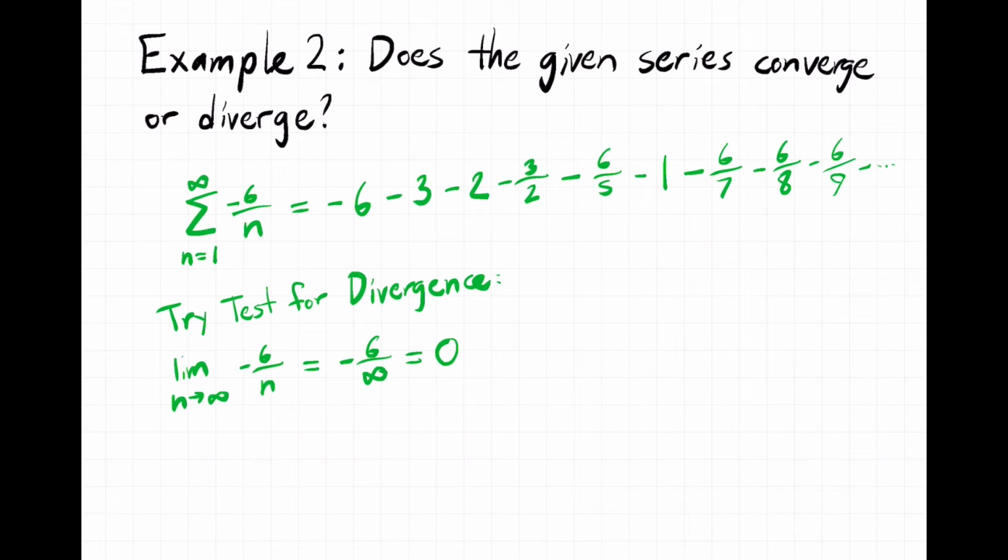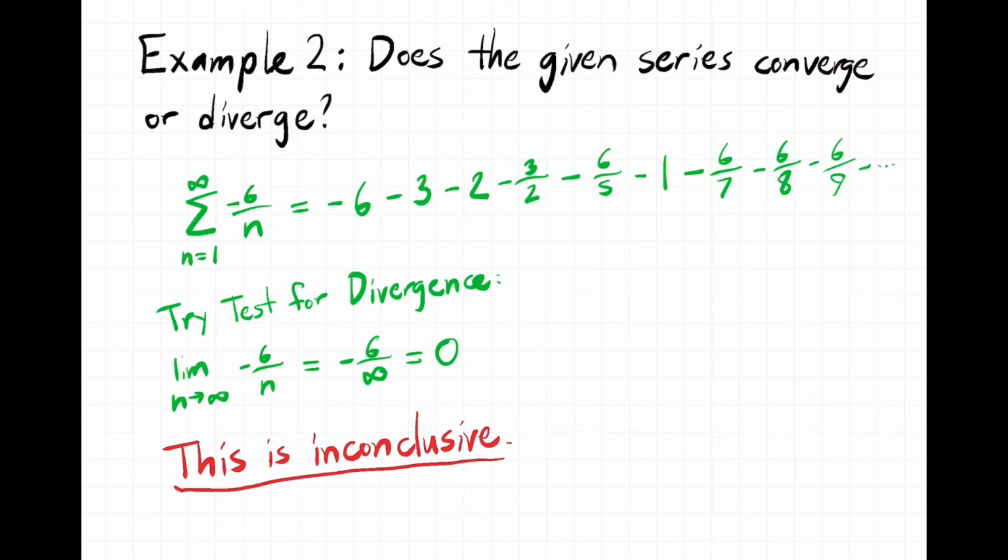So does that tell us anything about the series, whether the series converges or diverges? No, it does not. The fact that the individual terms go to 0 does not tell us anything about whether the series converges or diverges. This is inconclusive. If we want to figure out whether our series actually converges or diverges, we need to take a different tactic.